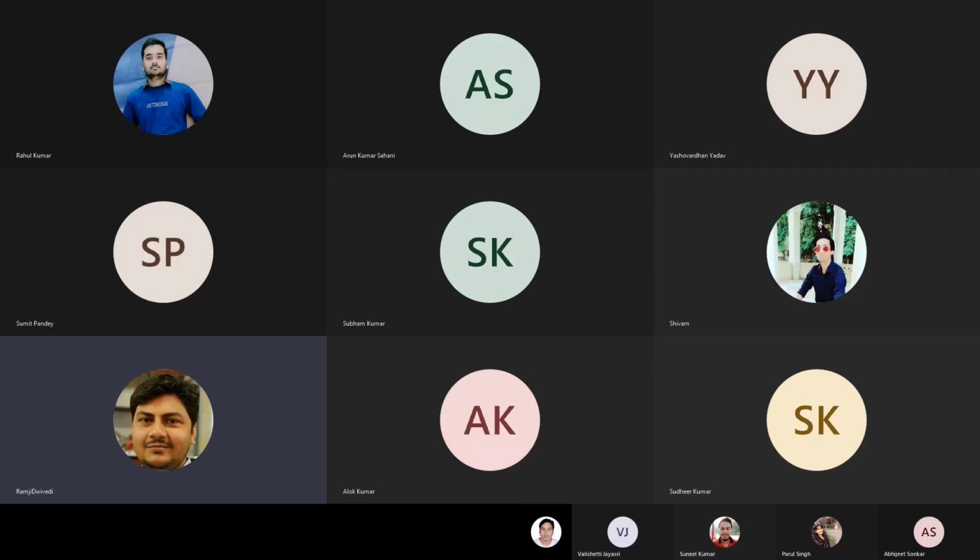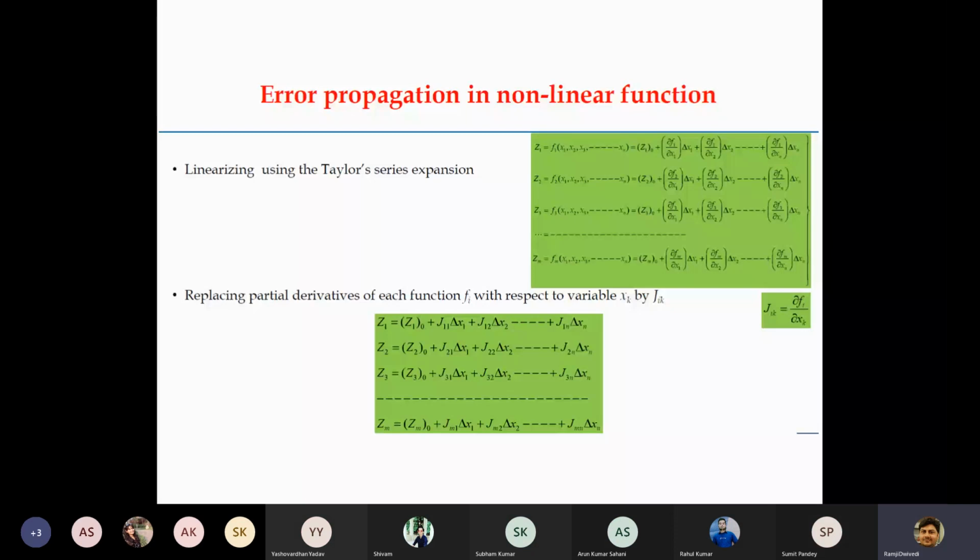With respect to Taylor series, you have a function like f(x1, x2). In the previous class also we started like this. You just forget about n number of variables and take into account only 2 variables, so you have x1 and x2. So how would you write? You will write z1 naught is nothing but the first one.